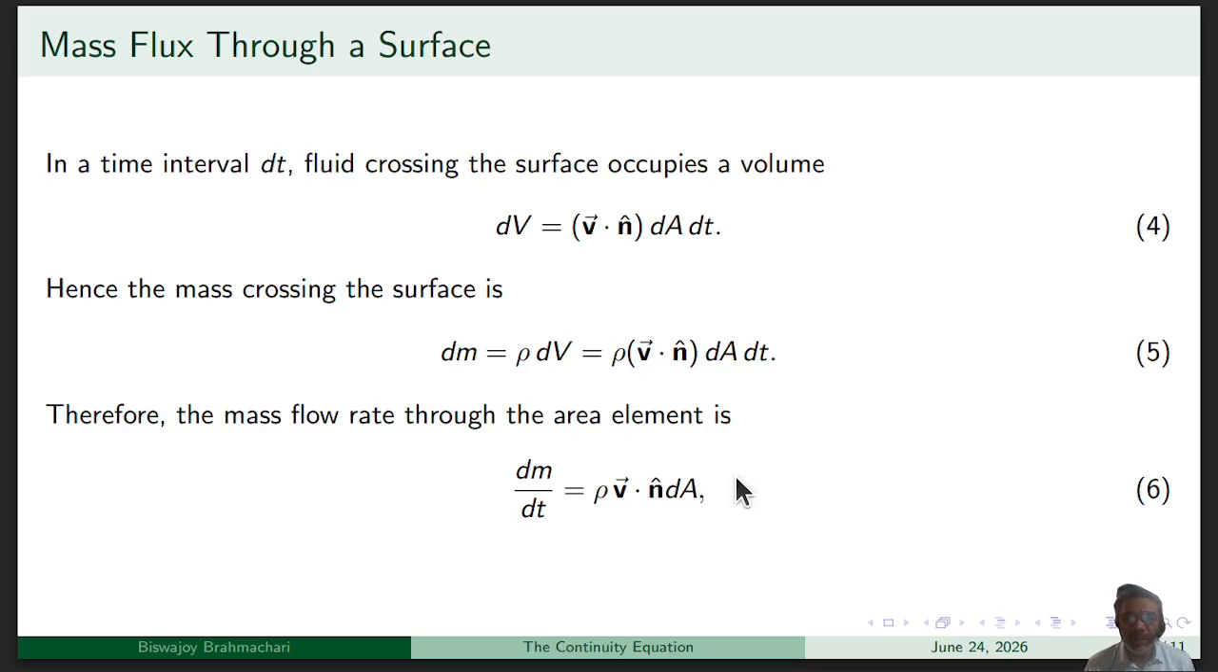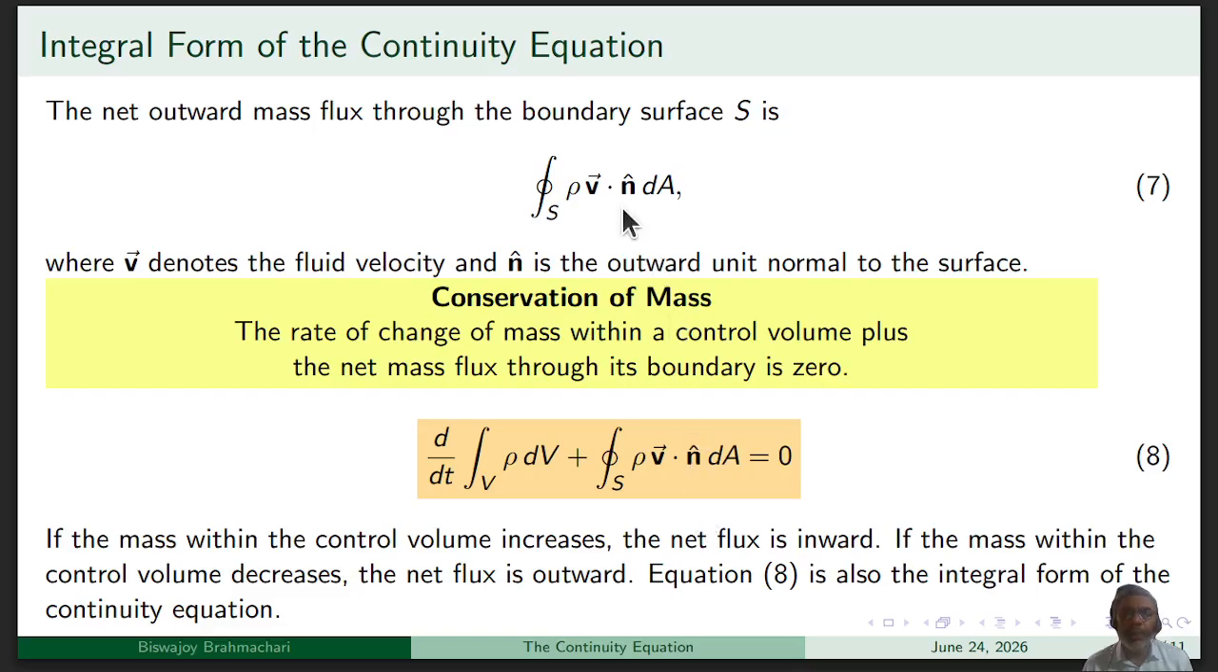When the mass flux is going outwards, then v dot n is positive, and when we are considering mass flux from outside the volume towards inside the volume, then it will be negative. So here is our mass flux, rho v dot n dA, but we have to integrate this over the complete surface. When we integrate, we get the surface integral of rho v dot n dA.